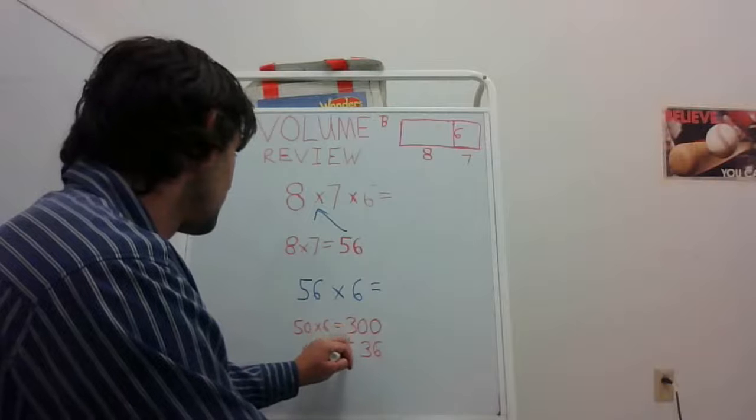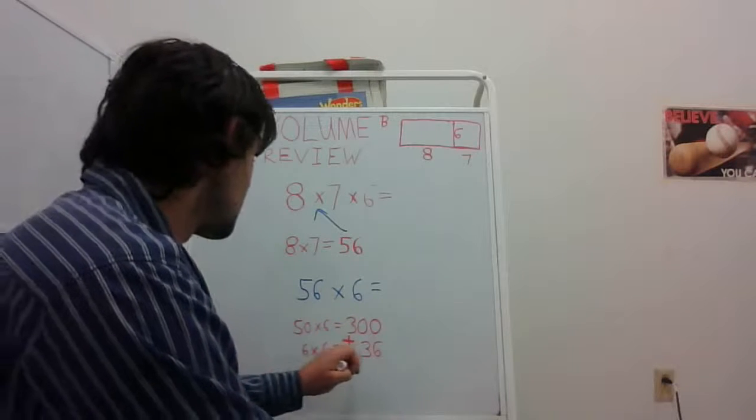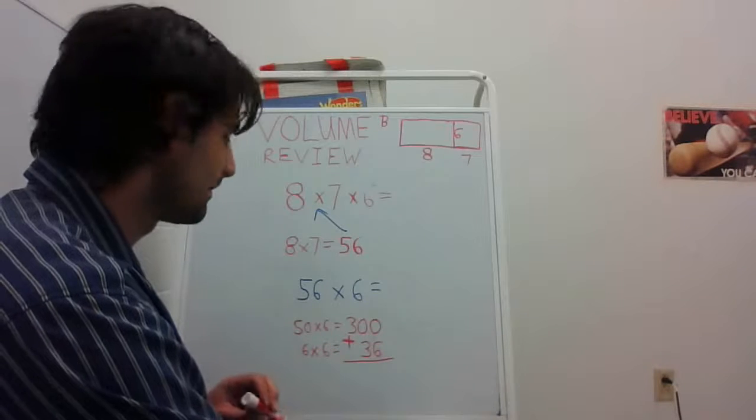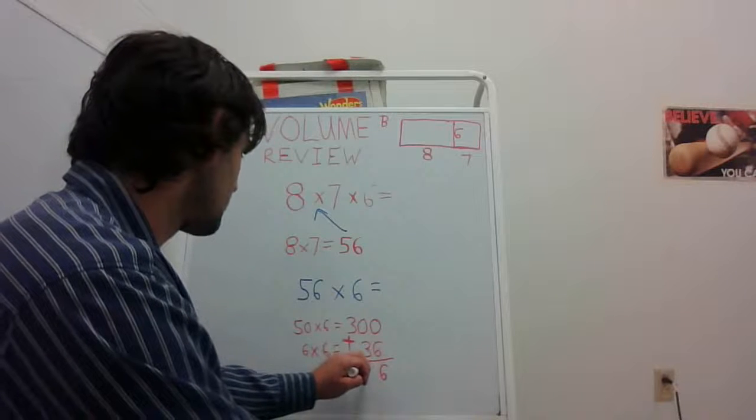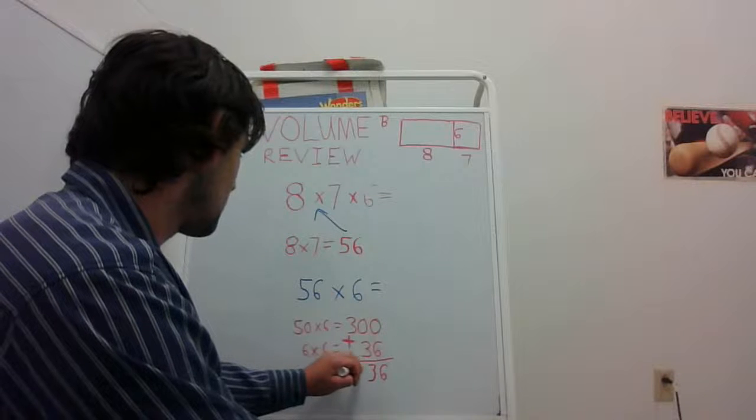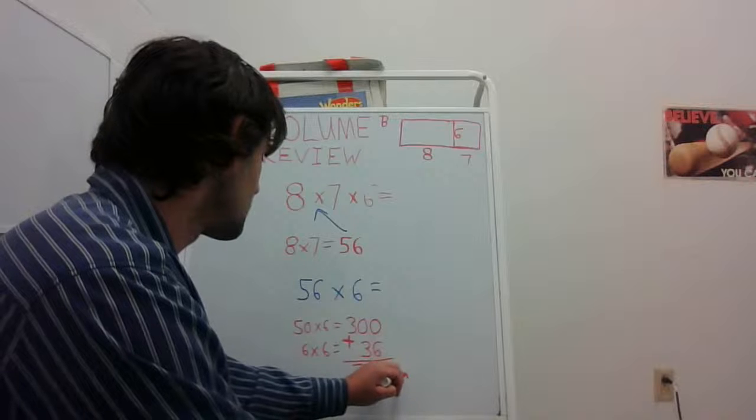So now I'm going to add these two numbers together. 300 plus 36. 0 plus 6 is 6. 0 plus 3 is 3. 3 plus 0 is also 3. And our answer is 336 centimeters cubed.